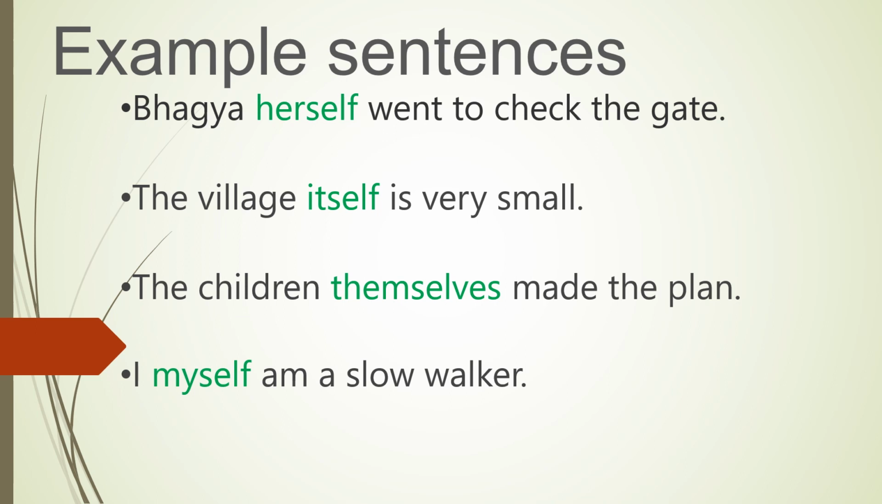The children themselves made the plan. The children made the plan. Still makes sense? Yes, but still we are using the emphatic pronoun themselves. Yes, they made the plan. They themselves made the plan. Now look at the next sentence. I myself am a slow walker. Now remove myself. I am a slow walker. Makes sense. But still I'm using myself as an emphatic pronoun.